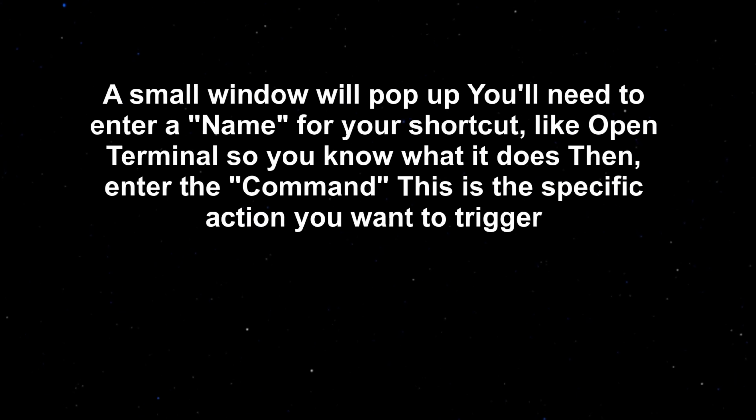A small window will pop up. You'll need to enter a name for your shortcut, like Open Terminal, so you know what it does. Then, enter the command. This is the specific action you want to trigger. For a terminal, this command might be gnome-terminal. Then, after you enter it, click Set Shortcut.